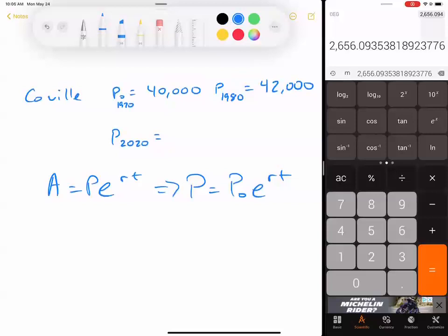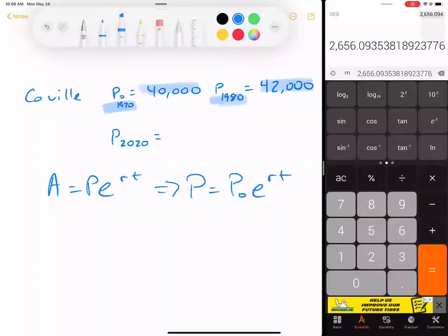Now, a couple of things that we want to talk about. What do we know so far? Let's look at our initial conditions. We're given this right here. We're given 1970 to 1980, and we're given the population growth. But were we given the rate? And this is almost always what's missing: we are missing the rate.